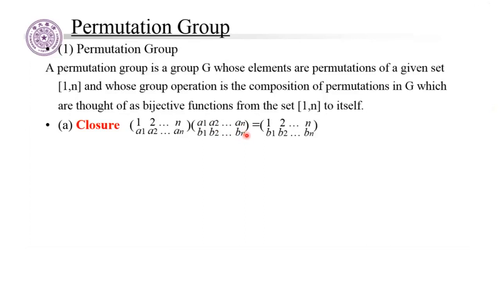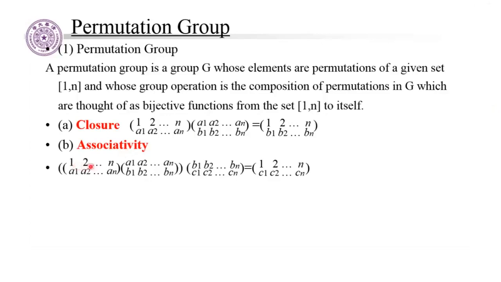According to this multiplication, we then know that the result will be from 1 transformed into B1, 2 is transformed into B2, until n is transformed into Bn. There is still a permutation, defined on the numbers of 1 to n. Therefore, it can satisfy the characteristic of closure.